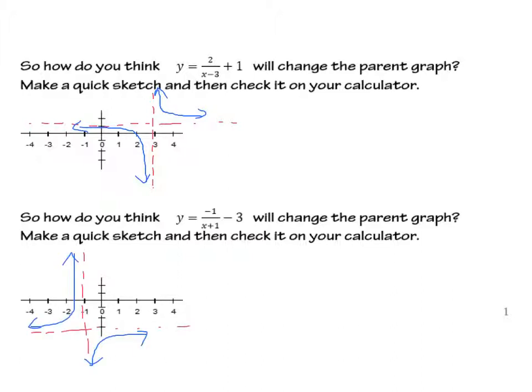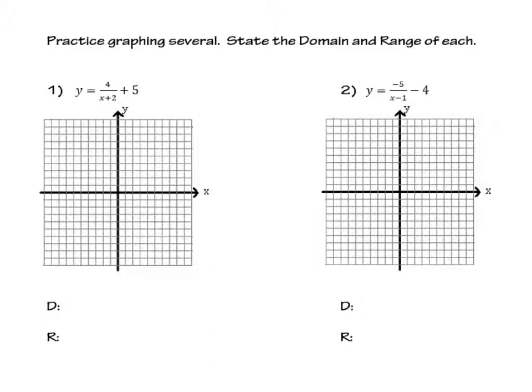Okay, so this is what you should have. Notice I moved my vertical asymptote left 1, I moved my horizontal asymptote down 3, and I switched the two corners because it reflected. Now we have a bunch of these that we're going to do, and so I'll do a couple with you, and then I'll turn you loose on finishing the rest of the packet with these types of problems. Okay, so we're going to move pretty quickly here.